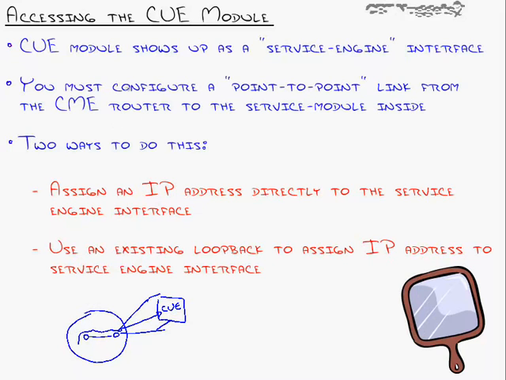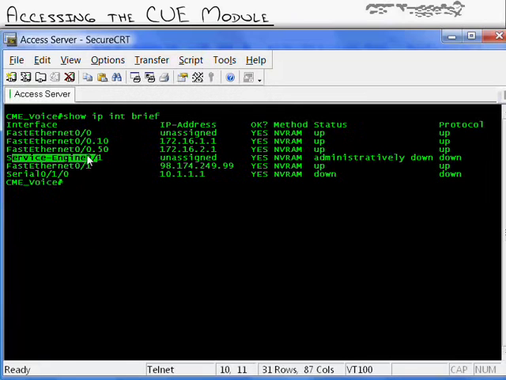So in order to access the Unity appliance, we have to configure a point-to-point link from inside the CME router to the service module inside of the router. There's just this virtual interface, this service module interface, or service engine interface, which connects to the service module inside of your router. And we're going to build a point-to-point link, meaning this is almost like a point-to-point interface that allows us to access that Unity Express engine.